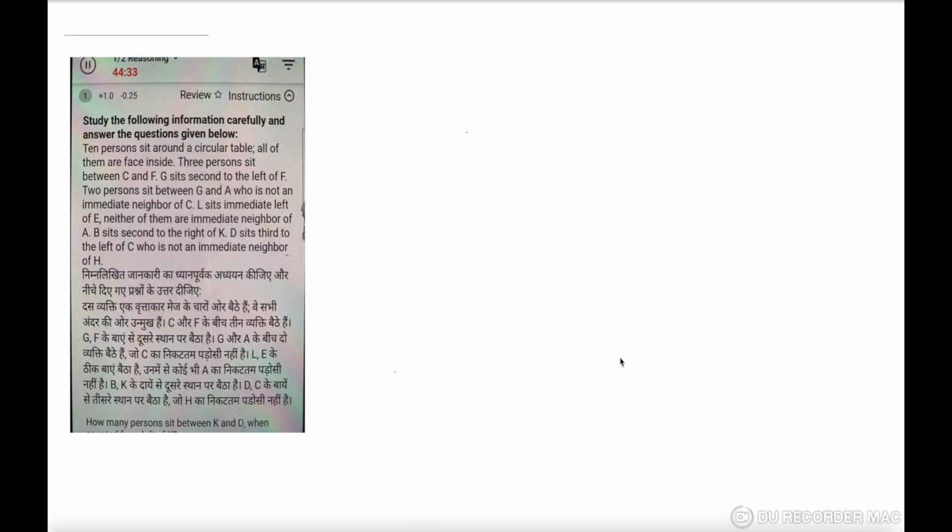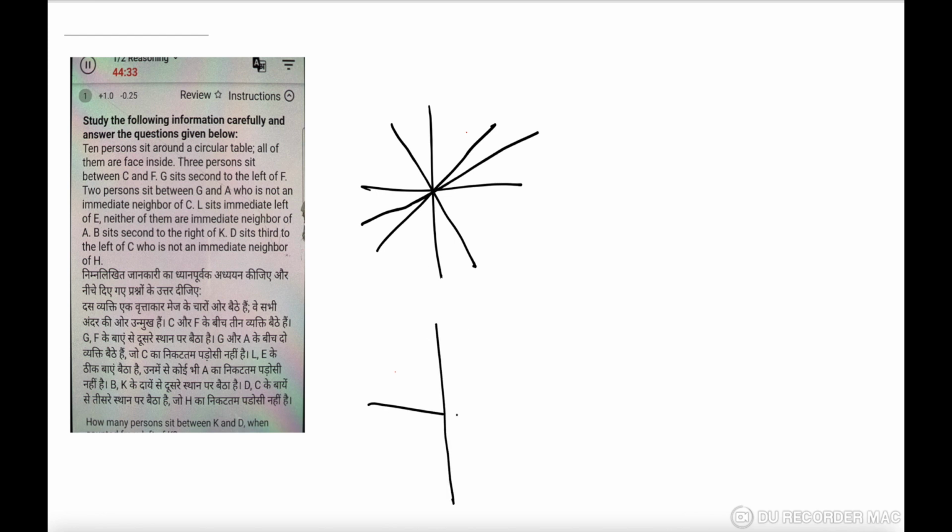Okay, so let's start. This is the first question, and as we can see, this is a circular arrangement. Okay, so let's solve it. 10 persons sit around a circular table. 10 persons, so let's quickly make 10 places, and let's make one more for possibility. Okay, now all of them are facing inside.